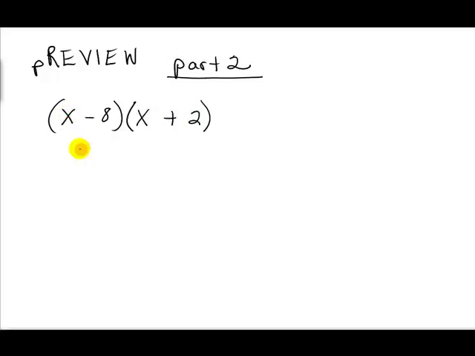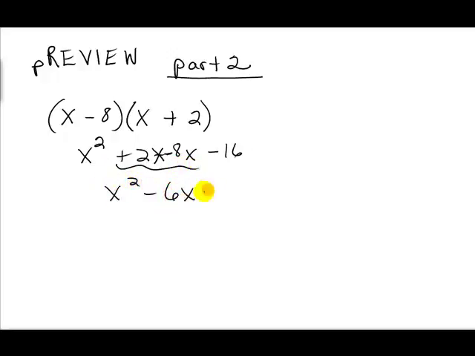Remember, x times x became x squared. x times a positive 2, negative 8 times x, and negative 8 times 2. Put together the middle terms using those little rules for combining that we talked about. The signs are different, so we subtract, and take the sign of the larger number.